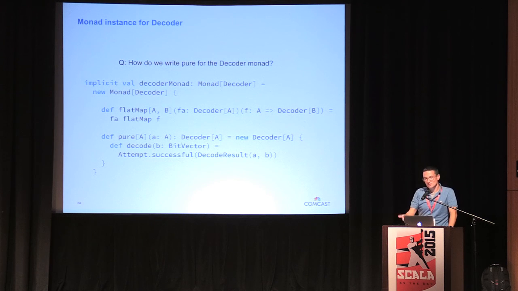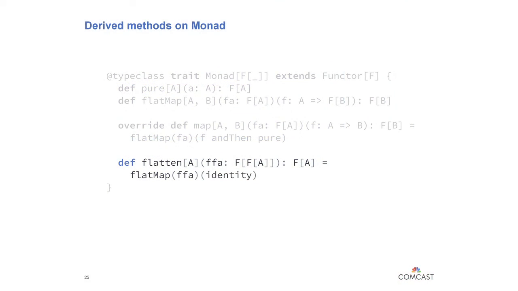To validate that this is really a monad, it's probably best to run this implementation through ScalaCheck and run it through our laws and validate that this implementation of pure adheres to all the laws when paired with the implementation of flat map we wrote a few minutes ago. And in fact it does. So this is the canonical monad decoder.